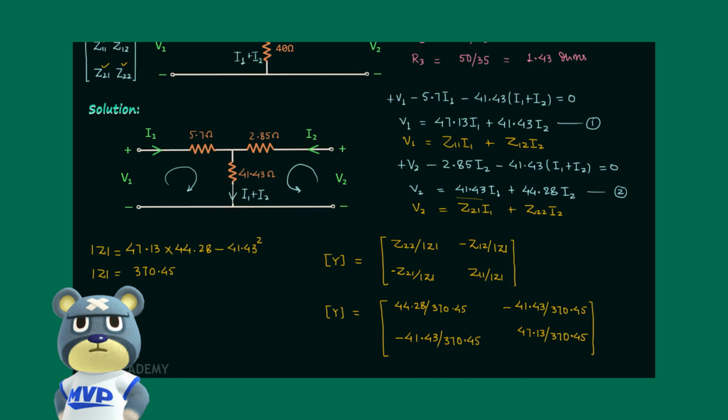I will give you the final answer. The first element will be 0.1195. The second element will be minus 0.1118. This element will be minus 0.1118, and the final one is 0.1272. So in this way we have obtained all the 4 parameters of the admittance matrix, and this is our answer.